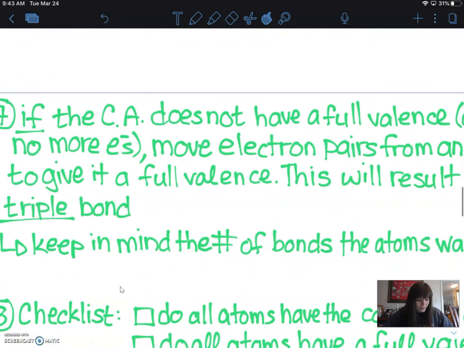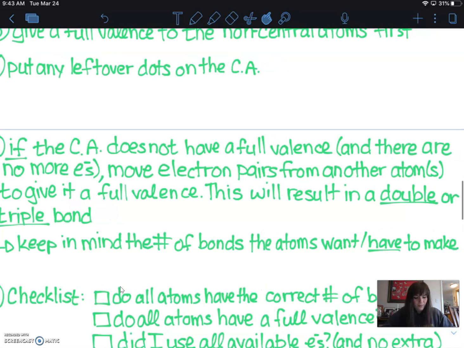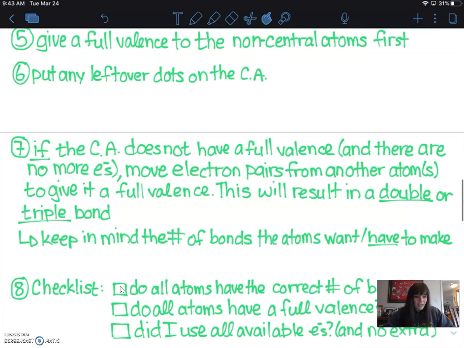But I want to read through this one. So let's say we did what we just did, but the central atom doesn't have enough valence electrons, and we've used up all of the electrons available to us. That's when we start to move pairs of electrons off of our ligands, which is actually what their names are, those outer atoms, and put them into the central atom to give it a full valence.